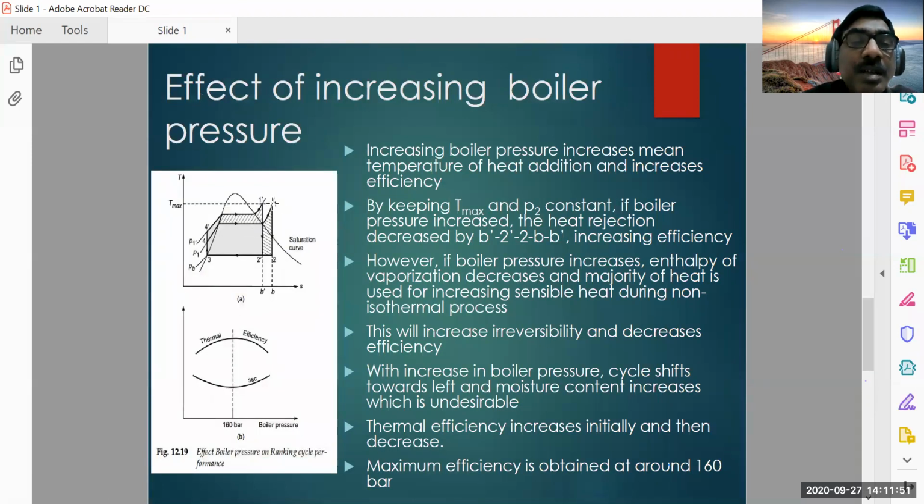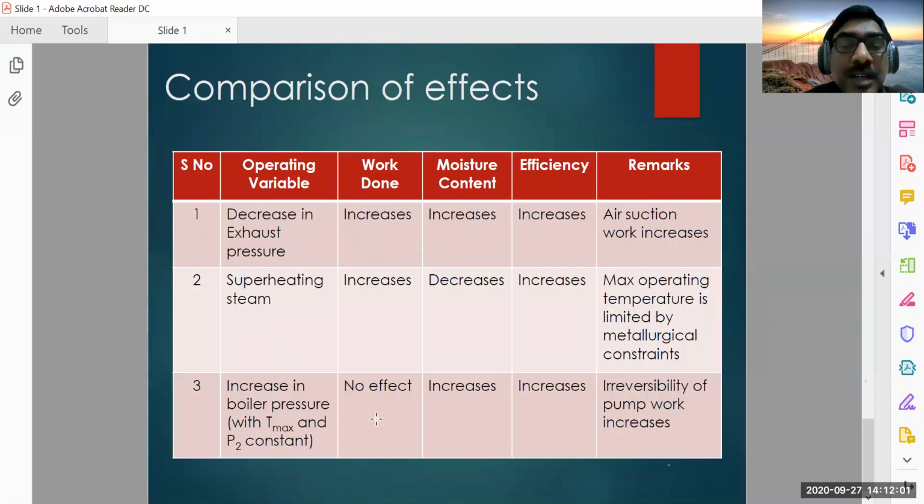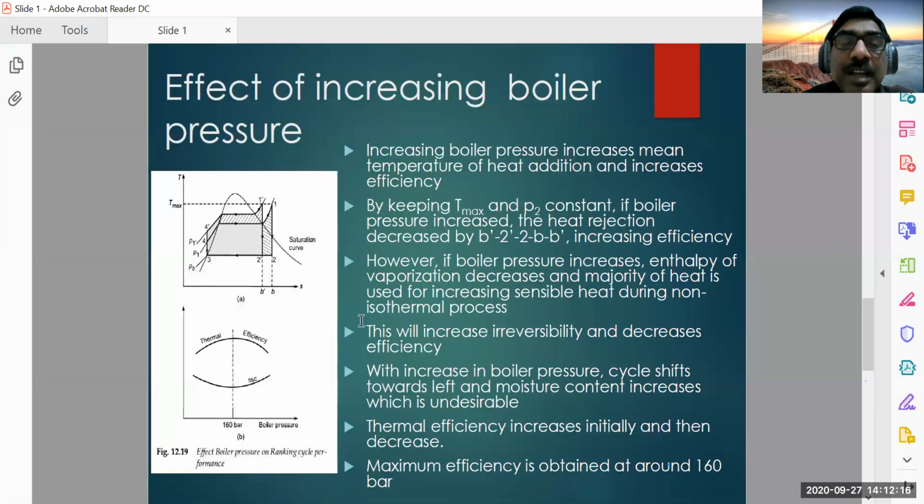So work done, here also it is 1 to 2 and here 1 dash to 2 dash. So in the work done, there is no change in the value. So work done, there is no effect if you increase the boiler pressure, because the work done mainly depends on the maximum temperature and the pressure P2. So therefore, these two things are constant, which means the work done is not changing. And what is the other one? Because these two are constant, if you are increasing the boiler pressure, this line is going to shift leftwards. Therefore, the moisture content will increase.